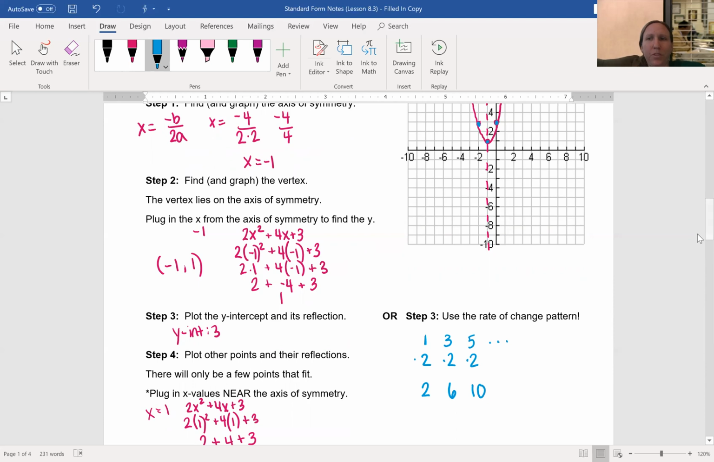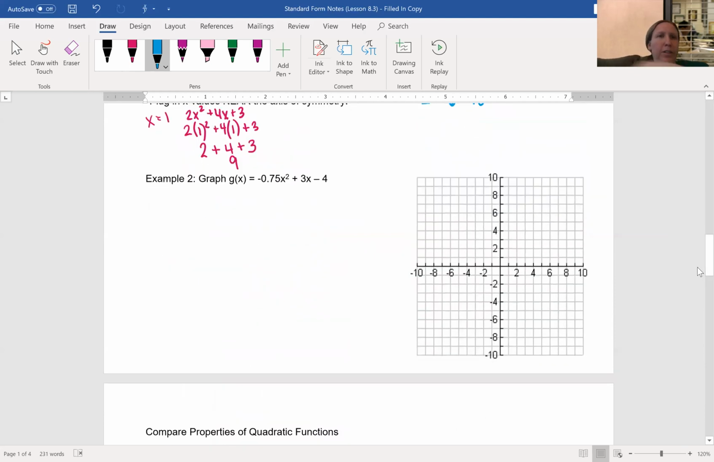Okay, so let's try one more graph together. So this one here, I didn't list the steps, but we'll still go through them. I see that a is a decimal, so I'm thinking that rate of change pattern is not great here anyway. But we have to start with our axis of symmetry. So x equals negative b over 2a. B is 3, so negative 3. And 2 times negative 0.75.